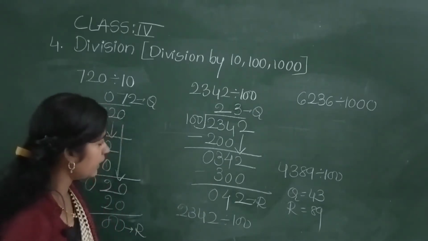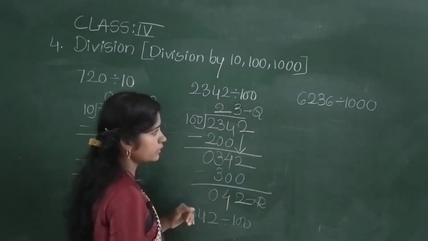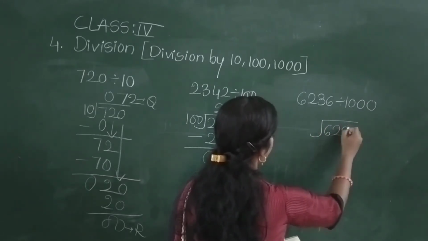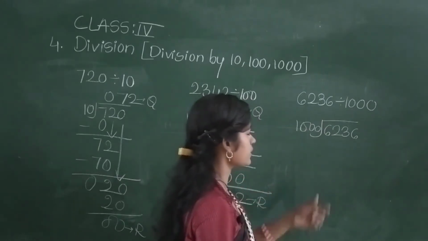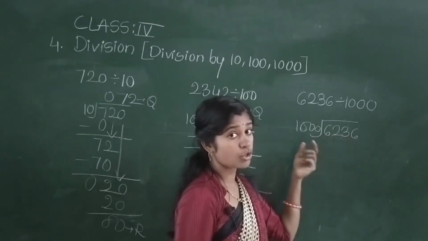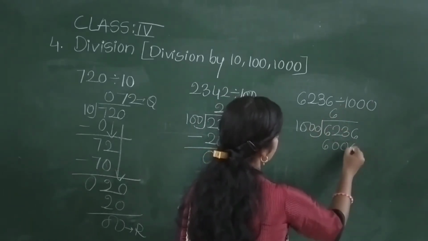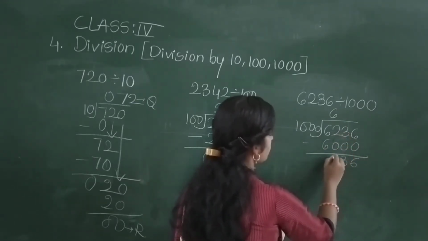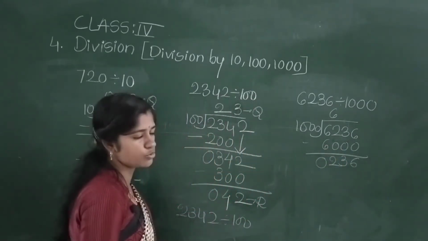Okay. So next I will take one more example, dividing by 1000. So here divide this number, 6236 divided by 1000. Here 6 is not there, 62 also not there, 623 also not there. So I will take directly 1000 sixes are 6000, and 6 minus 0 is 6, 3 minus 0 is 3, 2 minus 0 is 2, 6 minus 6 is 0. So 236 is less than 1000, stop it.